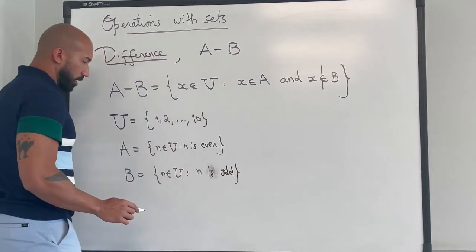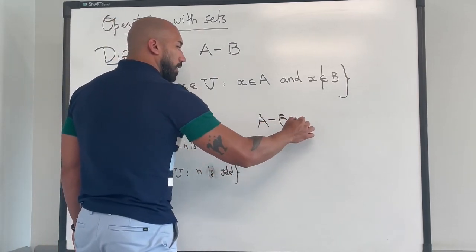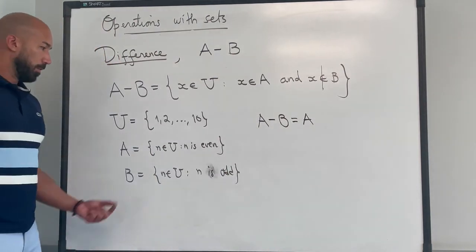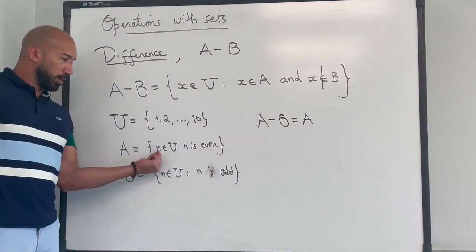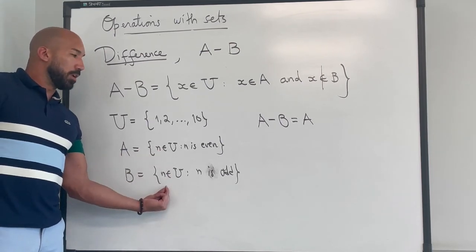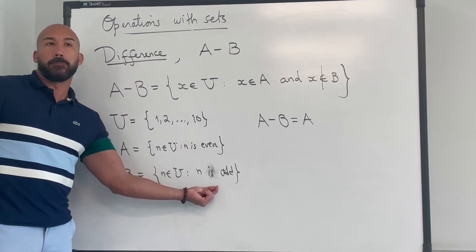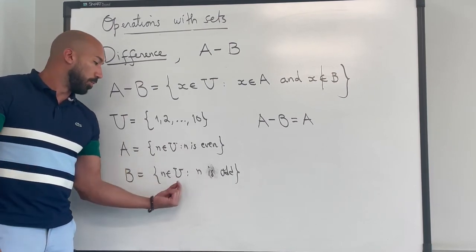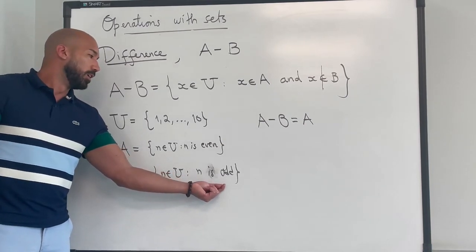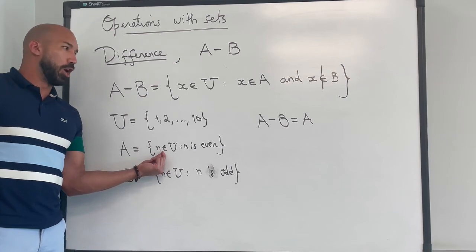In the universe, A minus B is going to be A. Because for every even number, when we ask it, are you in B? Since that number is even, it's not going to be in B, because the condition that a number needs to satisfy to be in B is that it needs to be odd. So the answer for every element in A is going to be no.